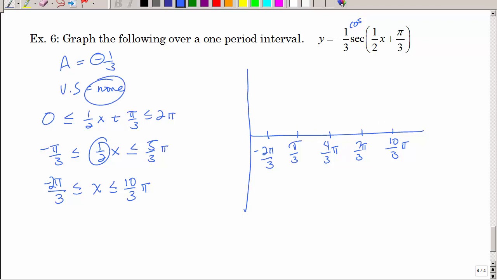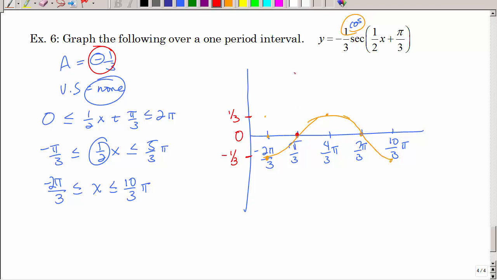Okay, so I have no vertical shift, so I know this is at 0. Now amplitude, 1/3. Now 1/3 is pretty small, but I want to make it a little bit bigger so I can see it. Now remember, we're graphing cosine. So here, cosine usually starts up, but since it's negative, I'm going to start it down, go to the horizontal axis, up, down, down. So my cosine wave looks something like that.